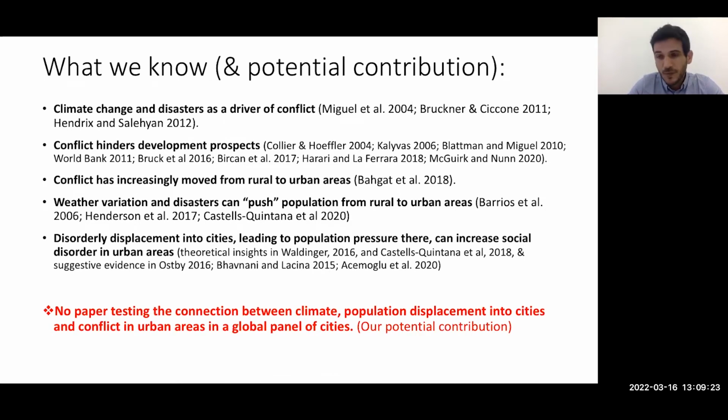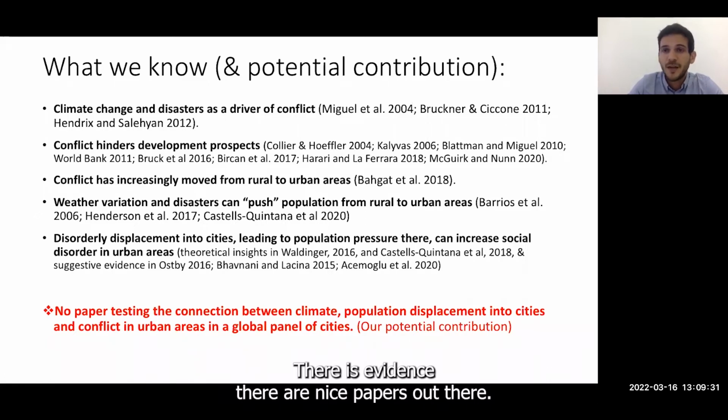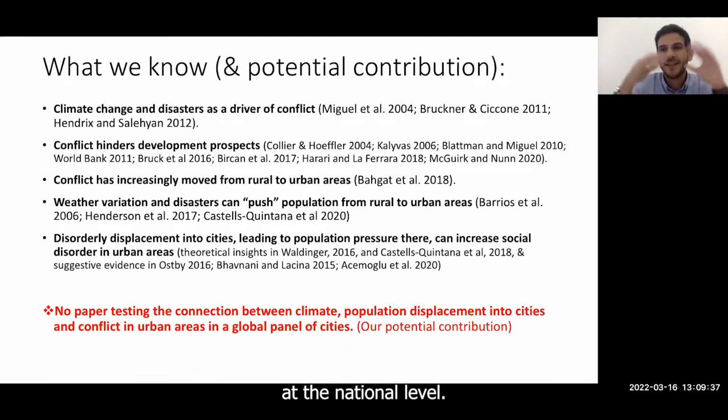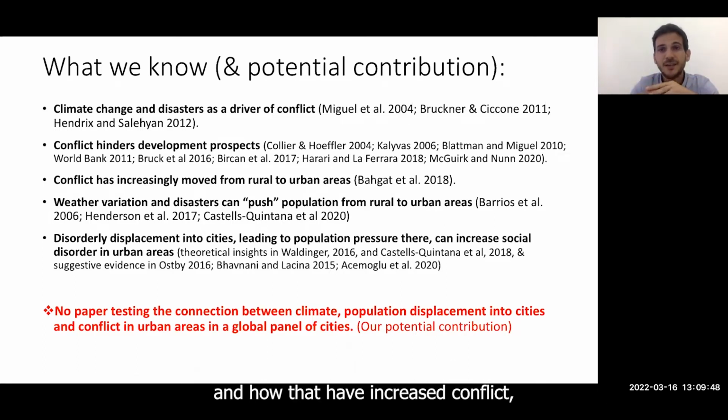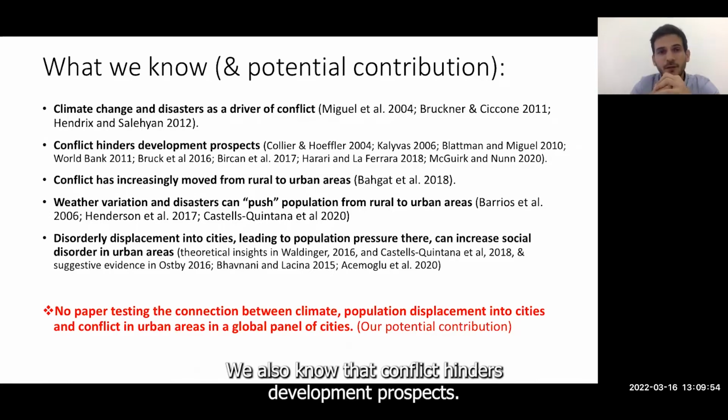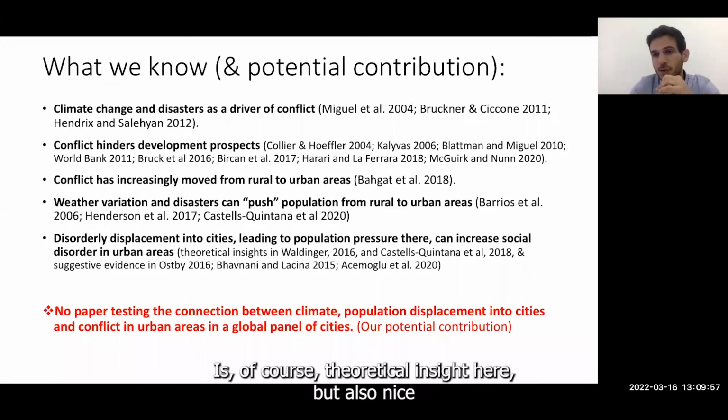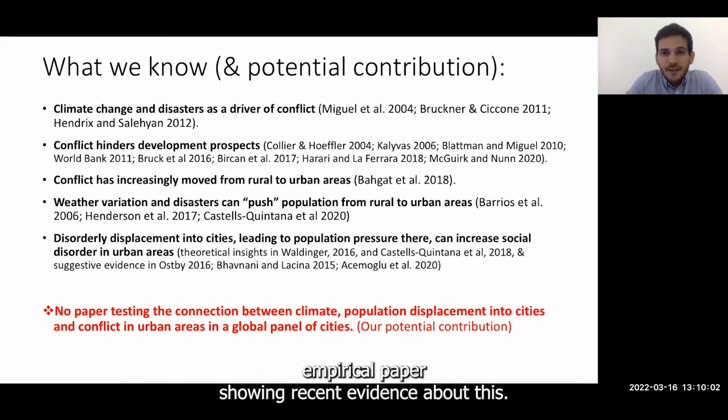All right, so what we know and the potential contribution of the paper. So again, trying to be brief, we know that climate change and disasters drive conflict. There is evidence, there are nice papers out there, all right? These papers usually look at violent conflict at the national level, right? For instance, focusing on Sub-Saharan Africa and the drying of Sub-Saharan Africa and how that has increased conflict there. There's a lot of evidence on that. We also know that conflict hinders development prospects. There is, of course, theoretical insight here, but also nice empirical papers showing recent evidence about this, all right?